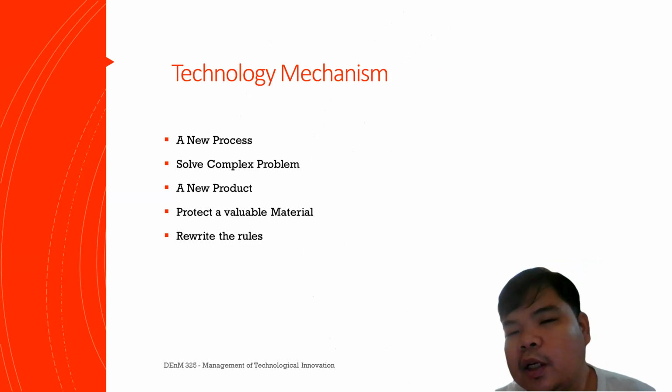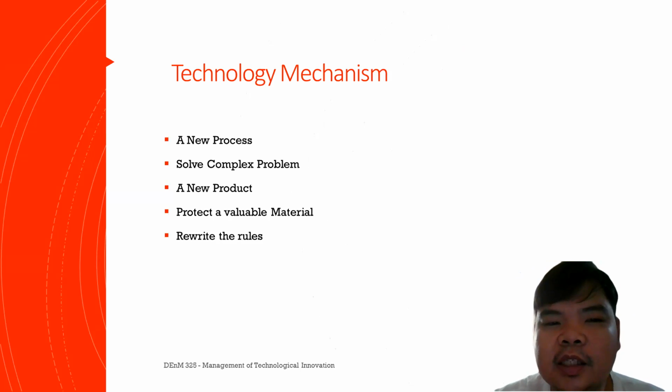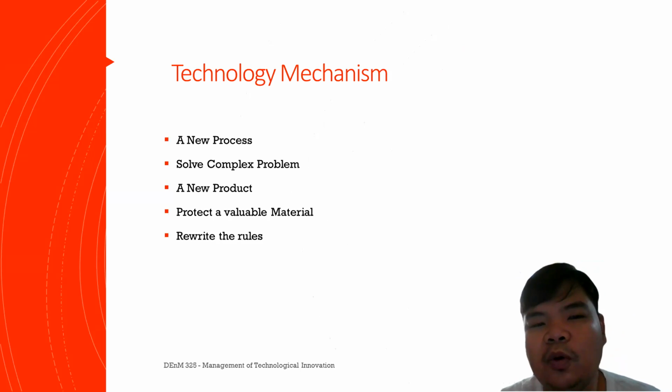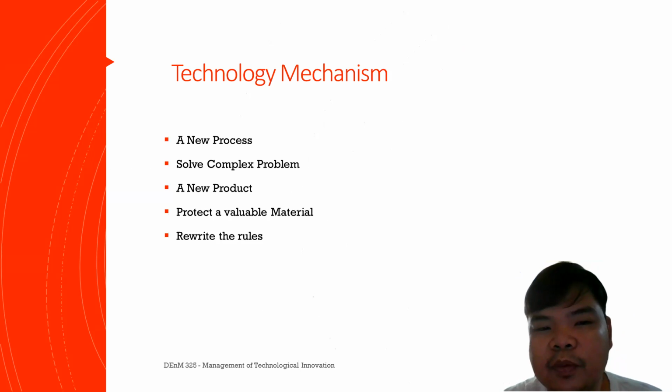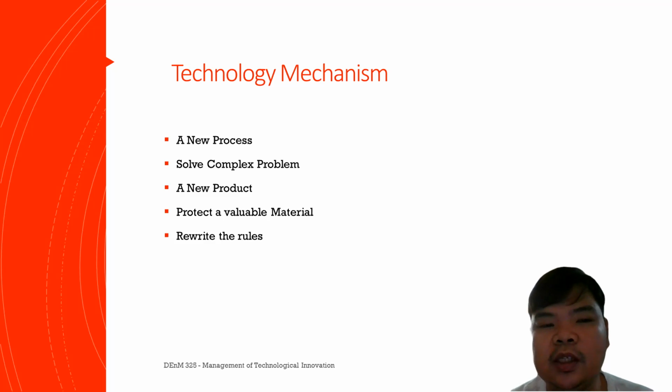Now, how do these technology mechanisms create an advantage? For example, with a new process, you can produce faster, at a lower cost, or with better quality. For example, internet banking, right? So we now have several online banking services. So this is actually a new process.